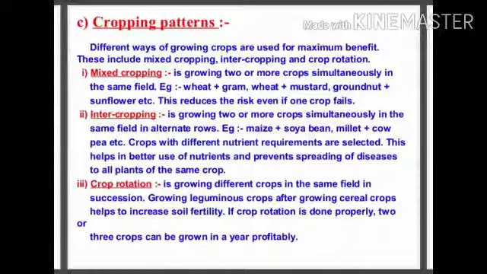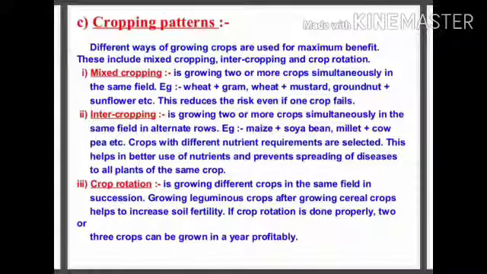Intercropping includes growing two or more crops simultaneously in the same field but in alternate rows. In one row we will grow our maize, in another row we will grow pea or another plant. This helps in preventing diseases to all the plants. Third is crop rotation. Rotation is growing alternative crops in the same field in succession. Like we will grow cereal crops first, after that we will grow leguminous crops to increase soil fertility.